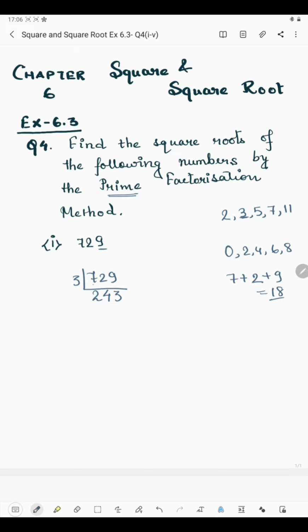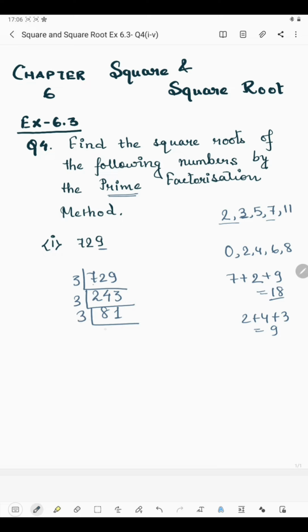Now here I said that we will take the prime numbers. At first we'll check whether it is divisible by 3 or not, then we will take another number. So here 243, if you add the digits, 4 plus 3 is 7, 7 plus 2 is 9. Again this is divisible by 3, so 3 8s are 24, 3 1s are 3. Now 8 plus 1 is 9, so this is also divisible by 3. Since all the numbers are divisible by 3, we'll continue by taking 3 only.